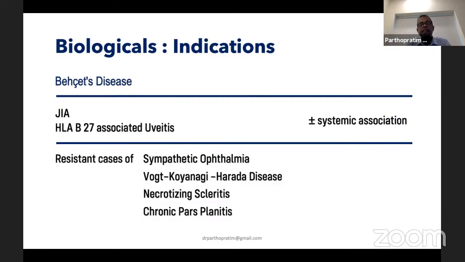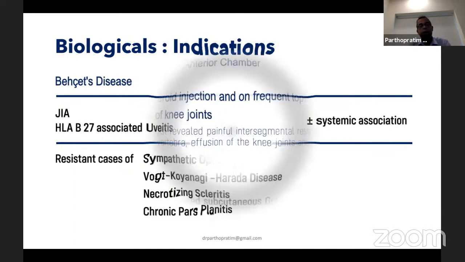The relative indications are resistant cases where immunosuppressives and oral steroids are not working. In such a scenario, one must think about biologicals in sympathetic ophthalmia, Vogt-Koyanagi-Harada disease, necrotizing scleritis, and chronic pars planitis. Now at Sankara Nethralaya, we have enough experience under the leadership of Dr. Biswas. We have done many studies where we have found good results in this kind of cases, the resistant cases of various inflammatory onset.